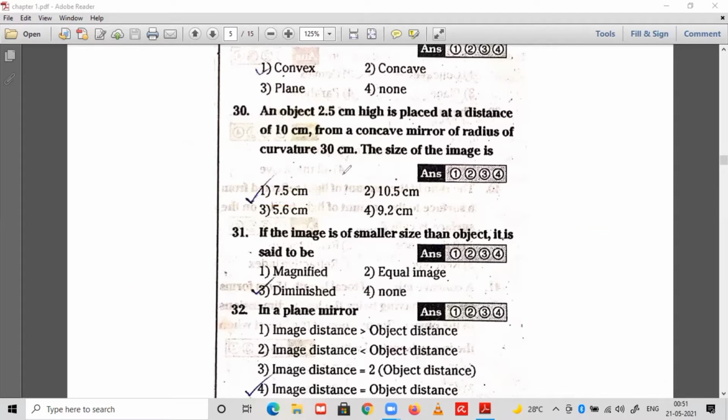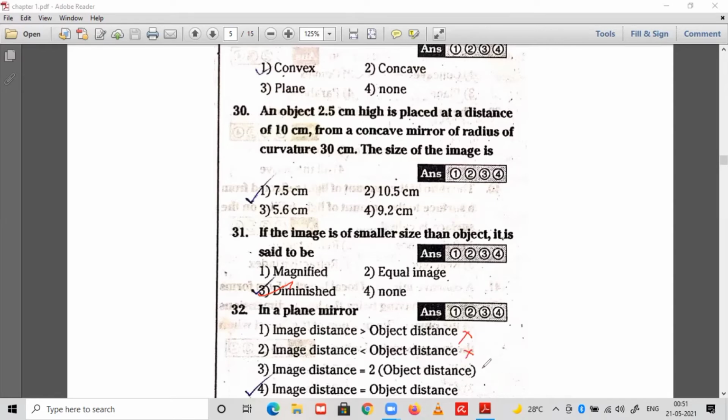Next, 31st. If the image is of smaller size than the object, it is said to be a diminished image. Very simple answer. In the plane mirror, the image distance is more than the object distance: wrong.